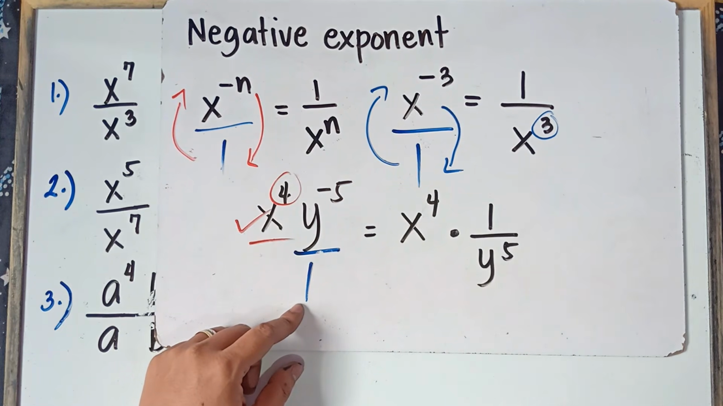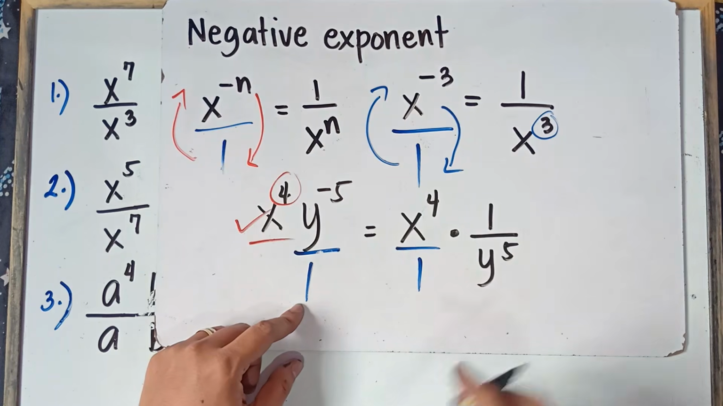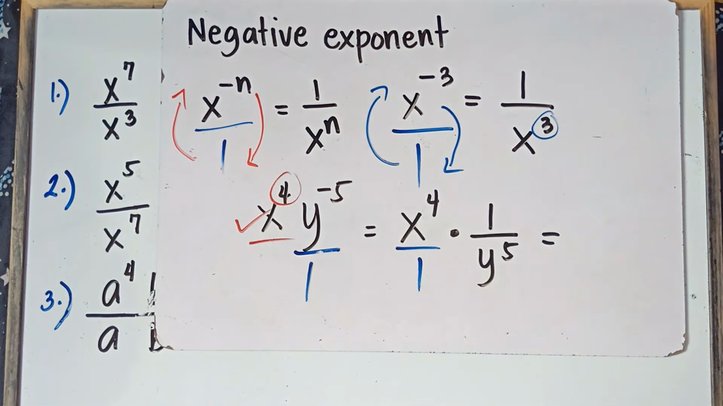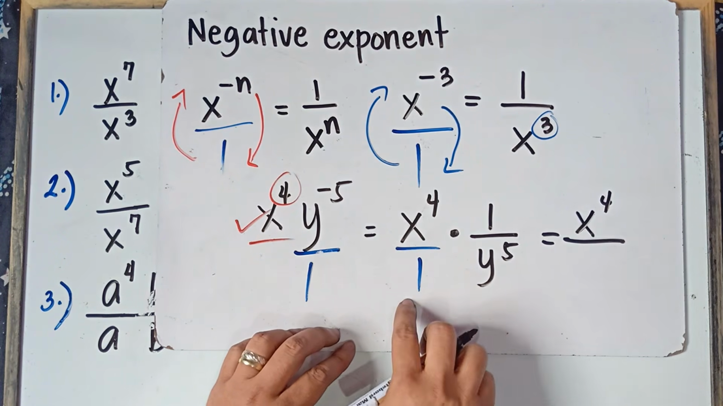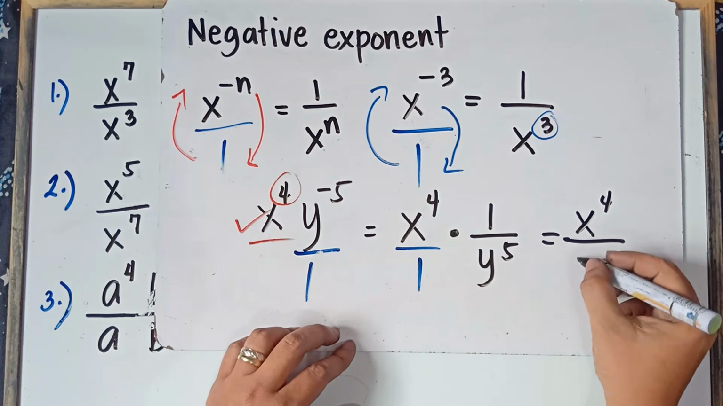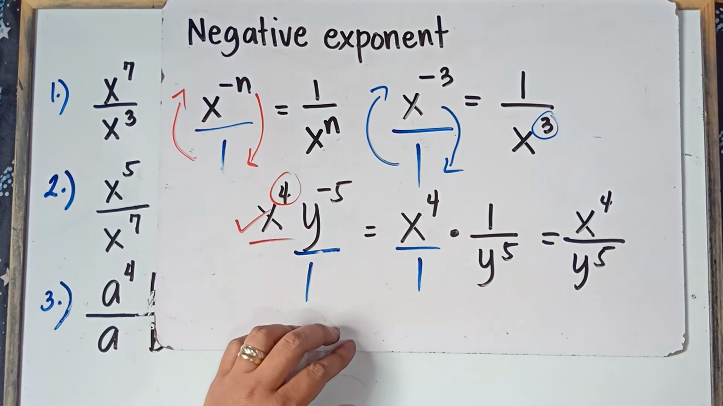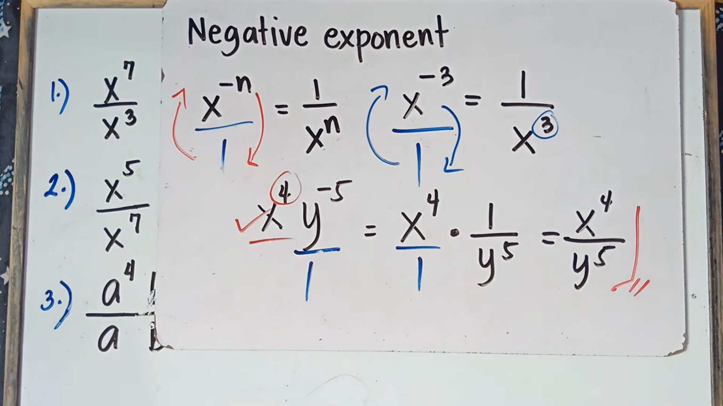And then simply multiply. Understood that there's 1 here. So this will be x raised to the power of 4 times 1. That would be x raised to the power of 4 over 1 times y raised to the power of 5. That would be y raised to the power of 5. That's it, class. That's the answer with this one, class.